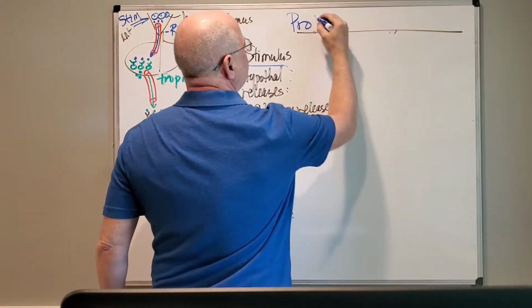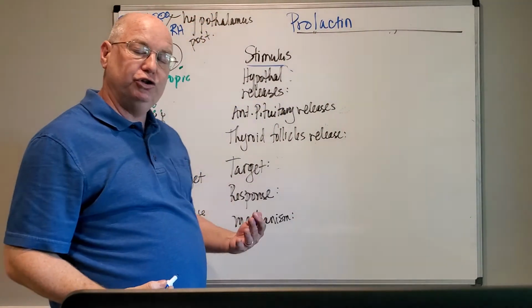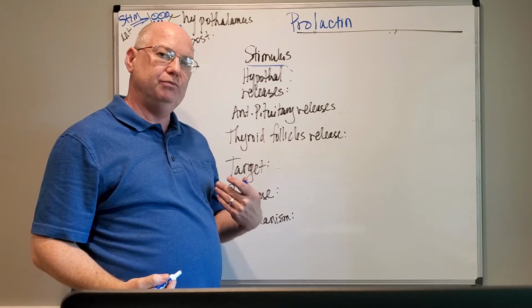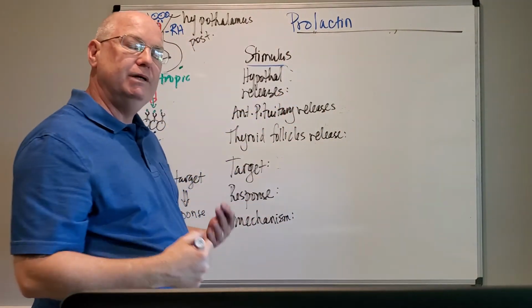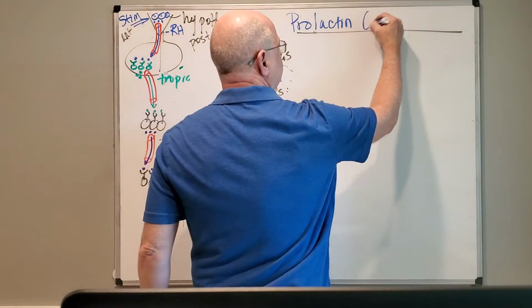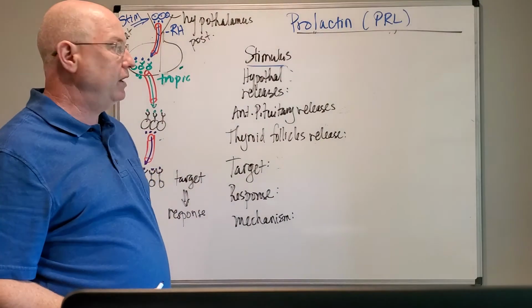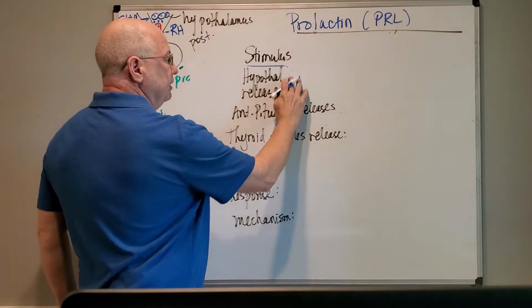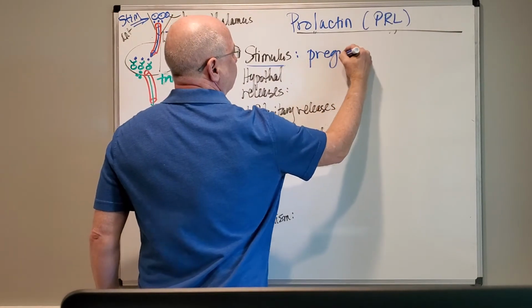And really the name of this hormone tells you what it does. Lactose, a sugar, is one of the sugars in breast milk. Production of lactin, prolactin, means production of breast milk. And this hormone is often abbreviated as PRL for prolactin. The stimulus for this hormone is pregnancy.